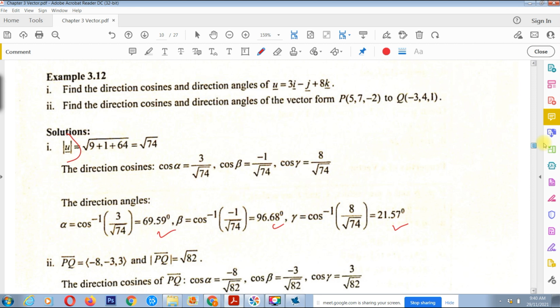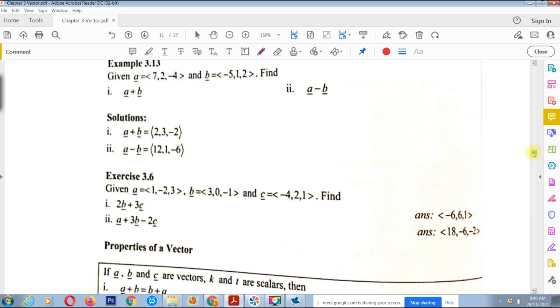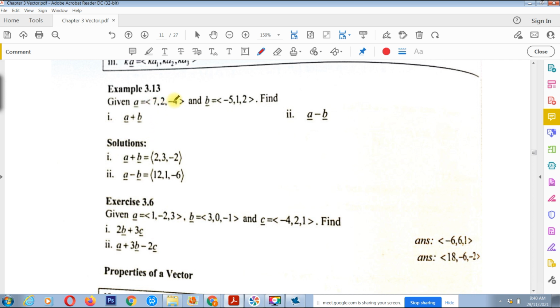Okay, so now operation of vectors by component. We have addition, subtraction, and multiplication with a scalar. This operation is simple. If we have two vectors, we add. In general, for example, we have x1, y1, z1 plus x2, y2, z2.